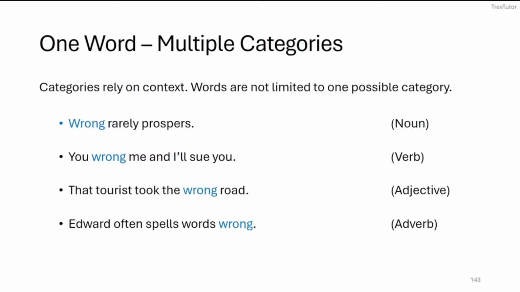For example, in the sentence, "Wrong rarely prospers," wrong is acting as a noun here. It's a subject. But in the second sentence, "You wrong me and I'll sue you," it's acting as a verb. It's making a connection between you and me. In the case of "That tourist took the wrong road," wrong is describing the road. It's an adjective in this case. And when you say "Edward often spells words wrong," you're describing how the spelling happens. Well, it spells incorrectly. So just because we have a single word doesn't mean that it has a specific category. We need to care about context in addition to meaning.